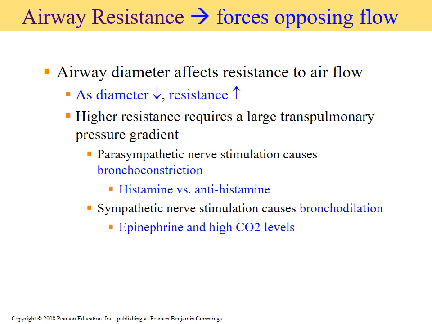On your PowerPoint, I did write down for you that a lot of times your parasympathetic nervous system will cause bronchial constriction. We see this, for instance, when people are having an allergic reaction and their body secretes too much histamine. It can go over to the lungs and cause bronchial constriction, which is then correlated with something like an asthmatic attack.